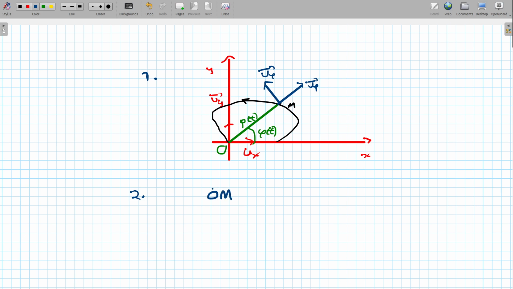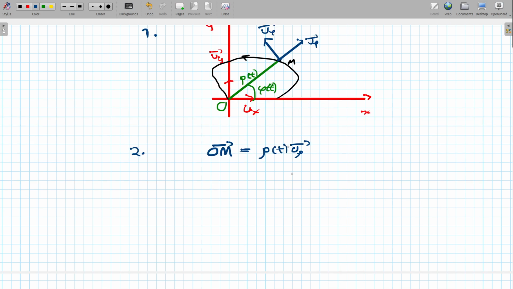So here, if you remember very well, this OM is going to be equal to this distance from O to M, which is rho in this particular case. This distance, rho of t, and then the unit vector in the direction of OM, which in this case is u rho. As simple as that. So that is the position vector. Now here, rho is not constant. It keeps on changing. The distance from the origin to the point M at different points in its trajectory is not the same. So this is actually changing. Even u rho is not constant.